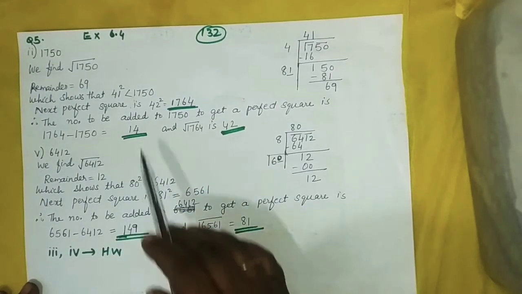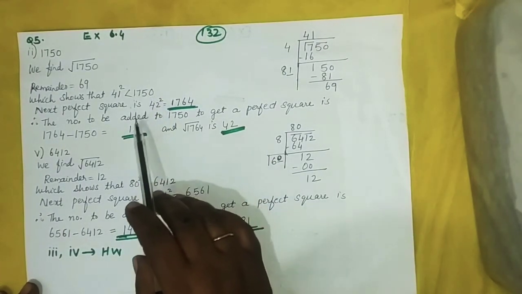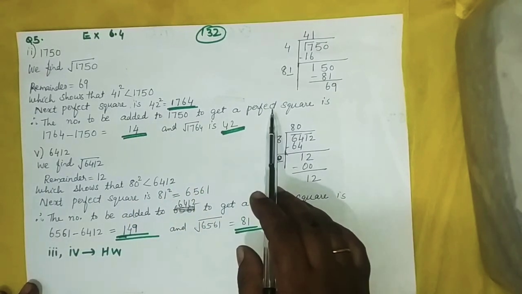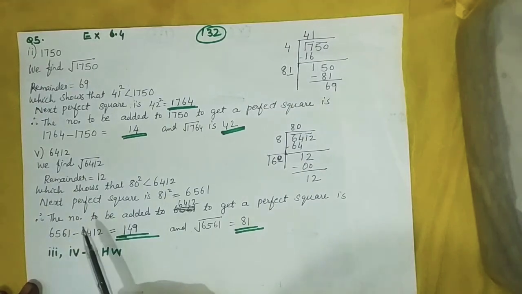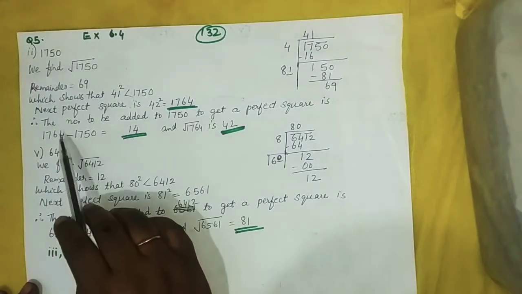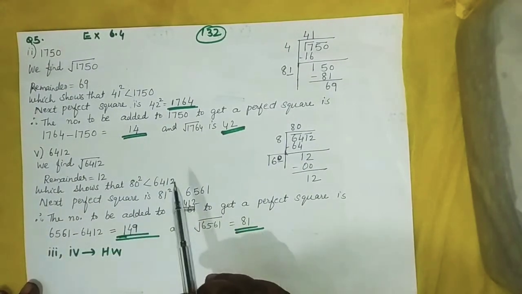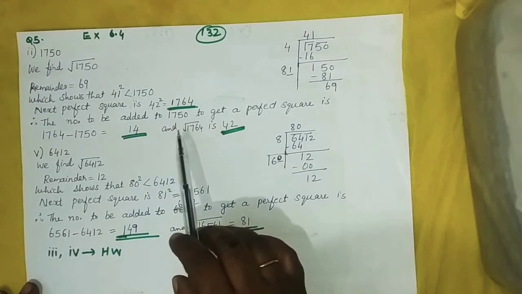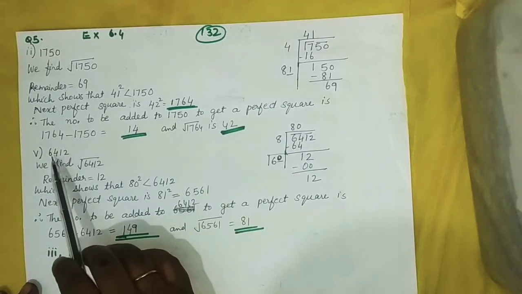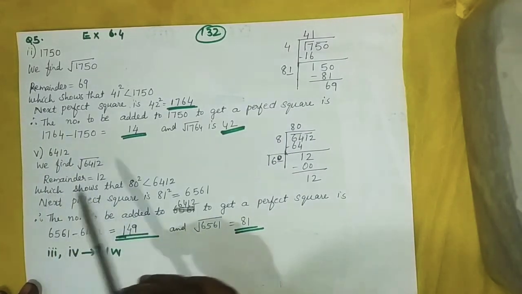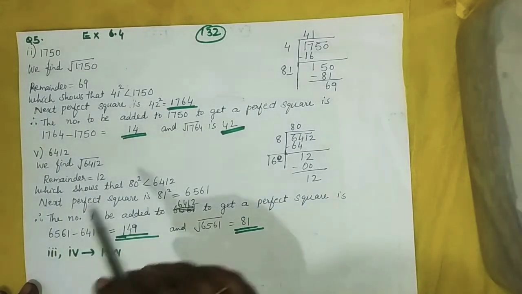Now we have to find out which number to be added to 1750 to get a perfect square. The difference of these two, that means 42 square and 41 square, will be the number to be added. What is the difference? 14. So when we add 14, we will get a perfect square. Okay, and the square root of this number is what? 42.